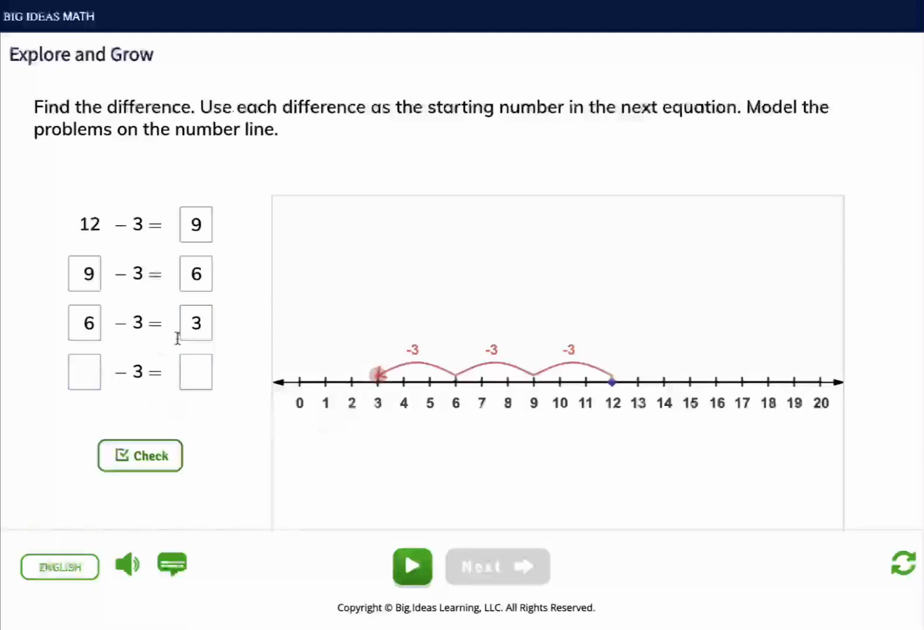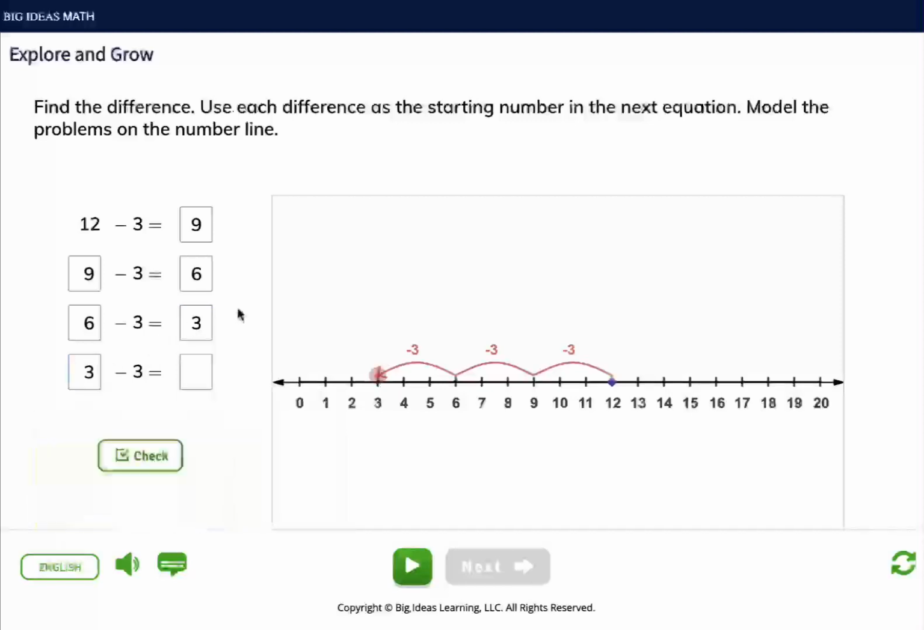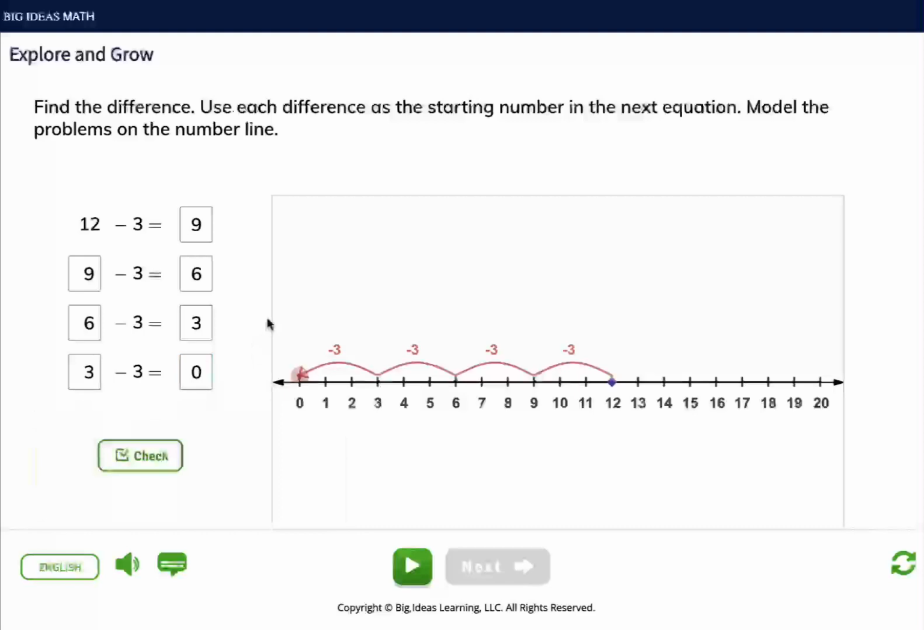And remember, take the 3 to the next equation. So here, it's 3. 3 minus 3. Let's see on the number line. Move it. Oh, it's 0. Okay, let's go back to the book and do the same.